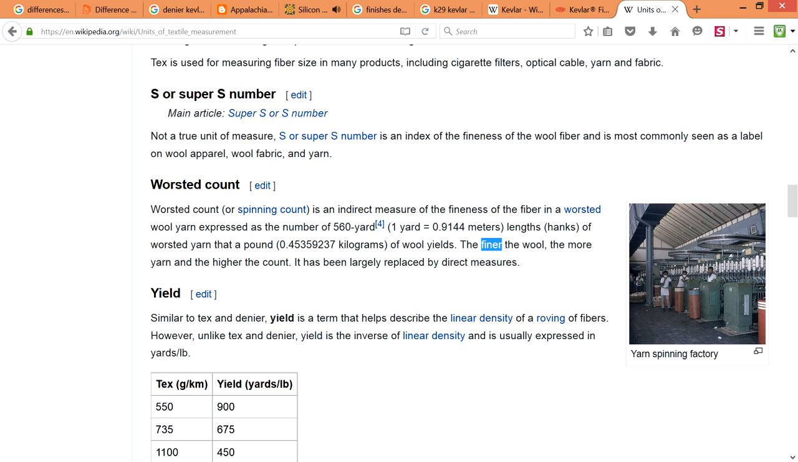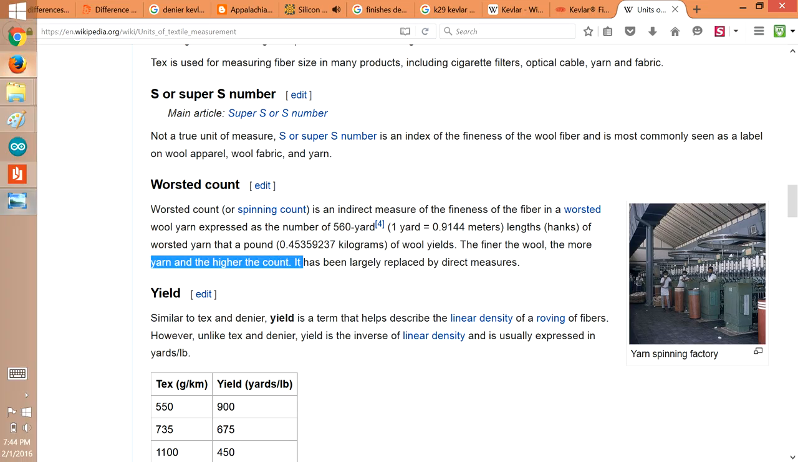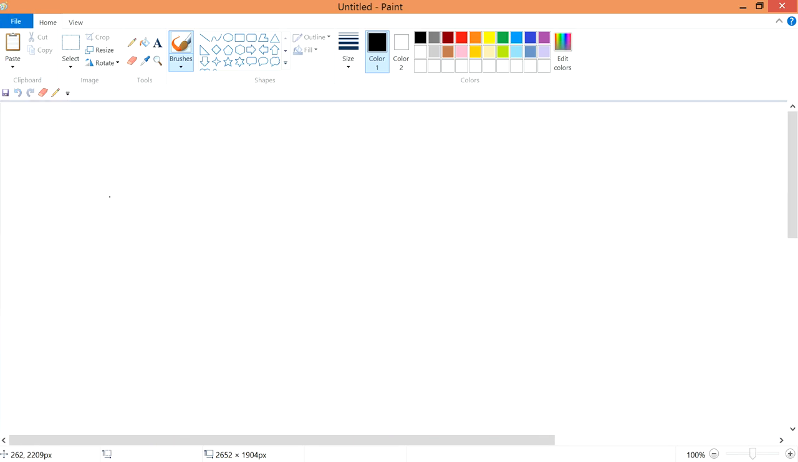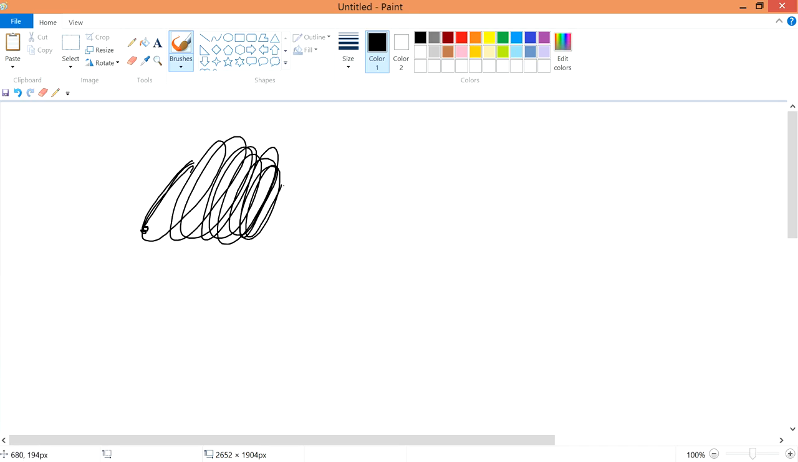But anyway, the finer the wool, the more yarn and the higher the count. So I would assume that the finer your thread, the diameter of a thread is very fine, very small compared to this thing, then you could grind up more of the materials. So you can have more materials within it. But nonetheless, it will be slightly heavier, but at least the resolution is finer.